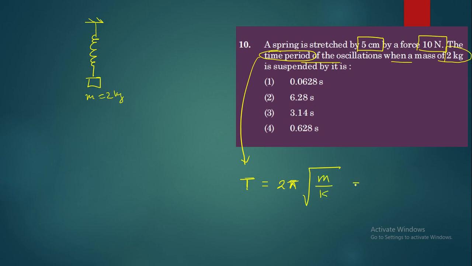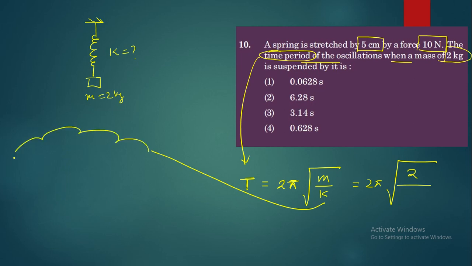So here in this particular problem, mass is given in SI unit to be 2 kg. We have to calculate K. So how do we calculate K? K is the force constant. To calculate this K, we will do this. Force is given to be 10 Newton and the extension is given to be 5 centimeter.